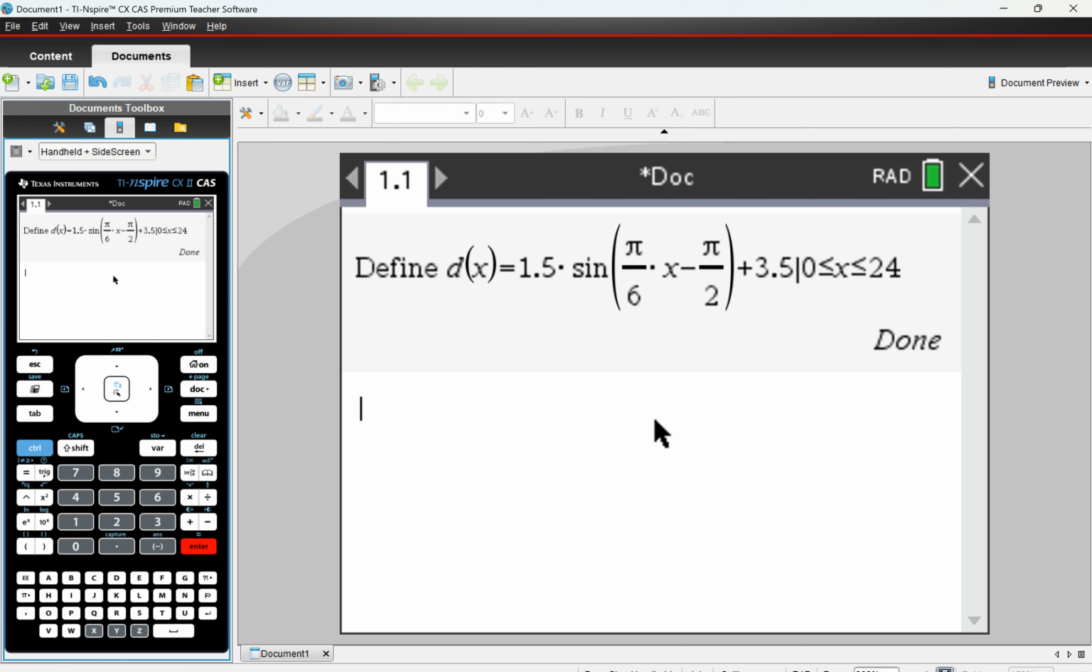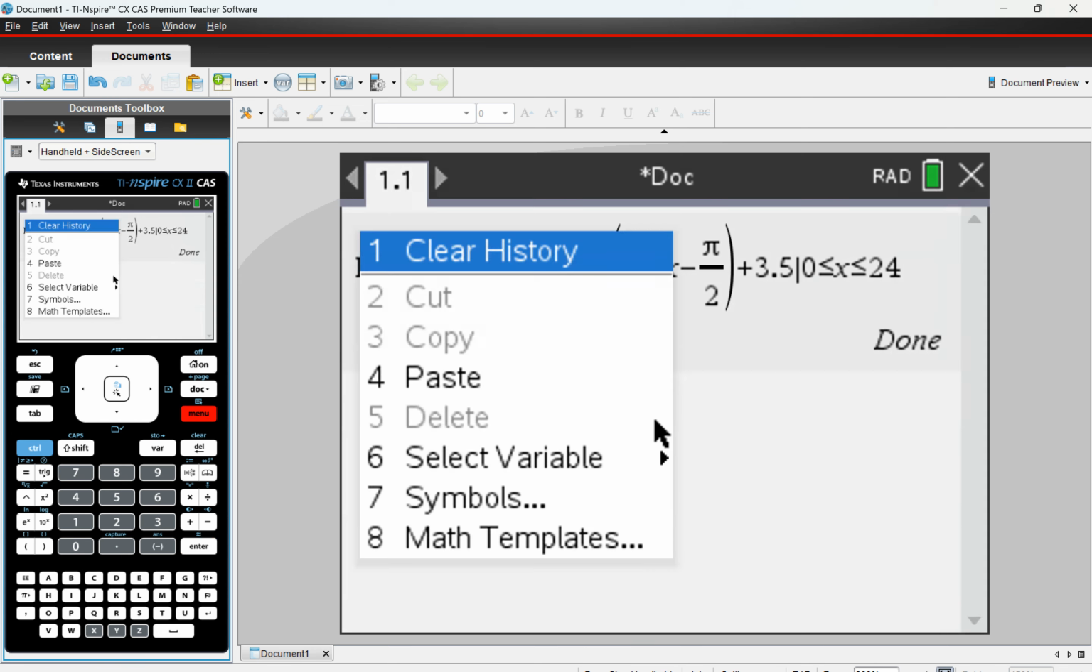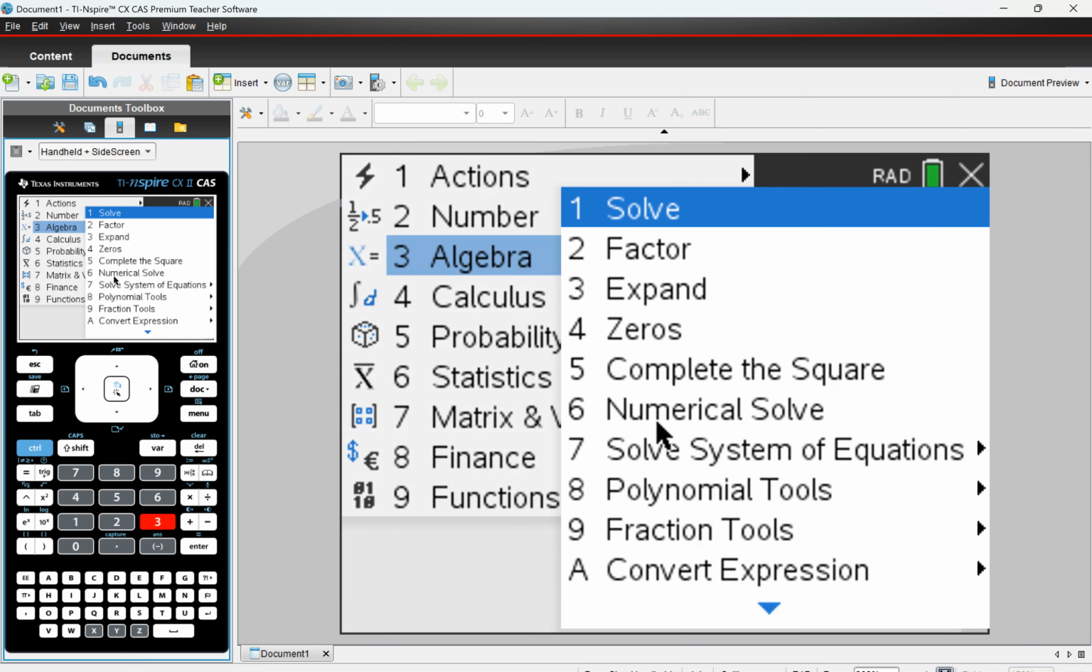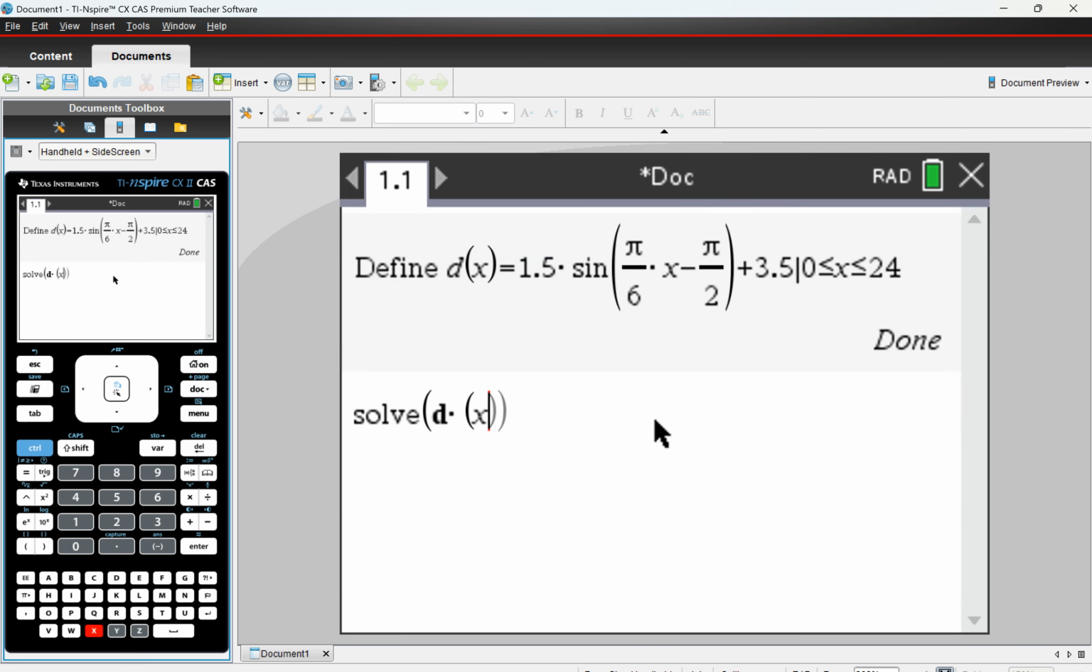All right, we want to know when this function equals 3.5. So here we go: menu 3, 1, solve. Find out when d of x equals 3.5, solve for x, comma x. Okay, so I've defined the function, and I'm typing solve d of x equals 3.5. But again, you can do this by hand too. I'm just showing you from the CAS point of view.